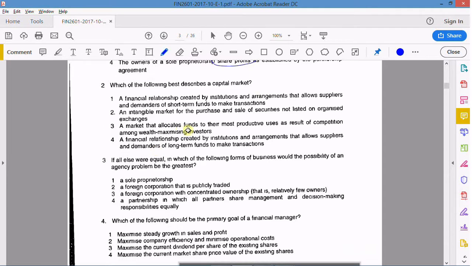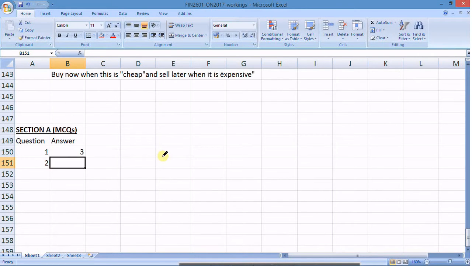Right, which of the following best describes a capital market? Capital, long-term, exactly. The financial relationship created by institution that allows suppliers and owners short-term funds? No. Intangible market for purchase and sale not listed on organized exchange? No. Not listed meaning it's unlisted. A capital market is listed. Markets that allocate funds to their most productive assets as a result of competition amongst wealthy? Not really, but possible, because the capital market does look at that, but it's looking at the raising of funds. A financial relationship created by institution that allows suppliers to demand long-term funds. Yes, that's the right one. That one's perfect.